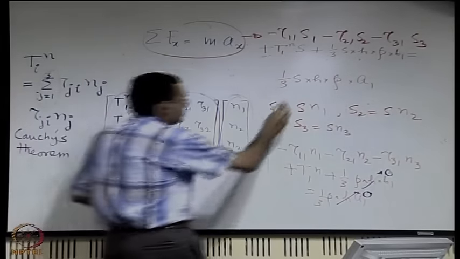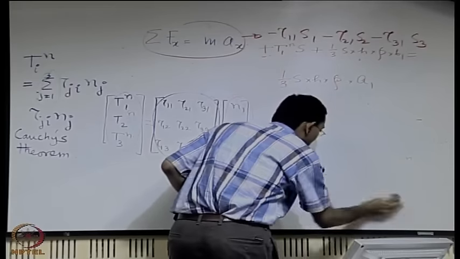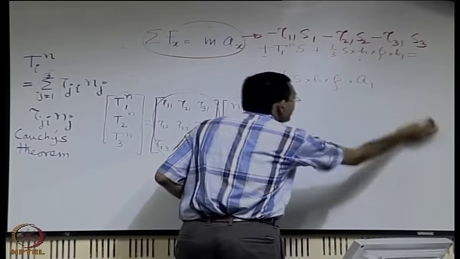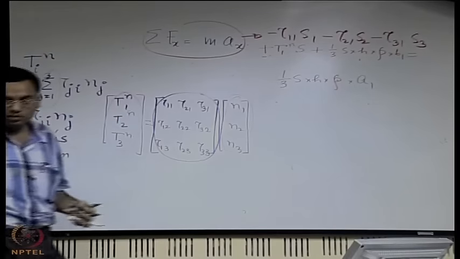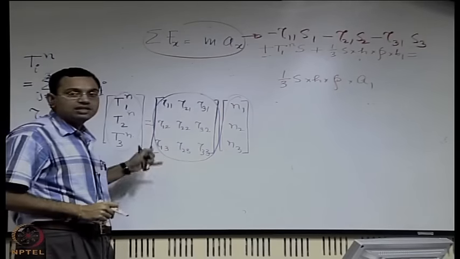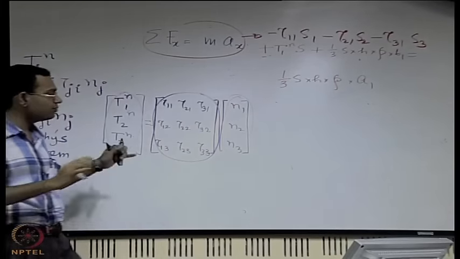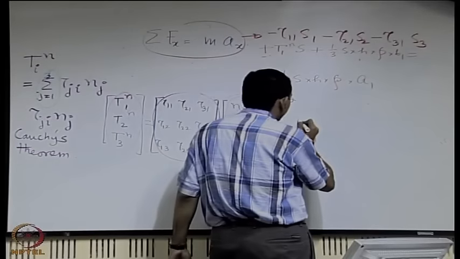The next thing that follows from this is whether all these tau ij's are independent, or whether we should be in a position to express some of these tau ij's in terms of the others. So for that we will quickly do one exercise.